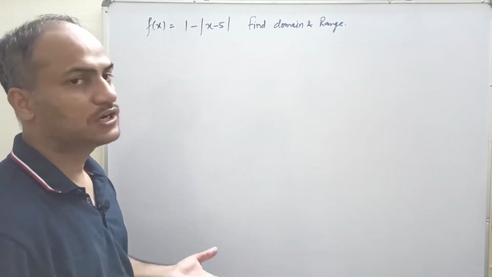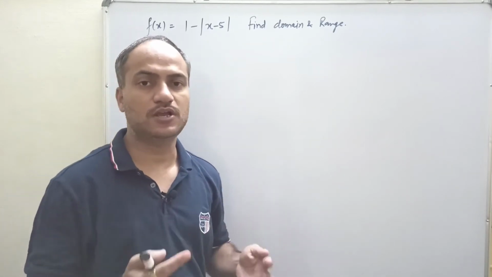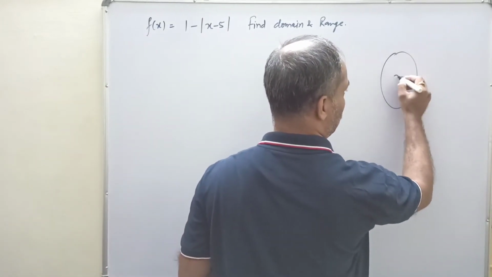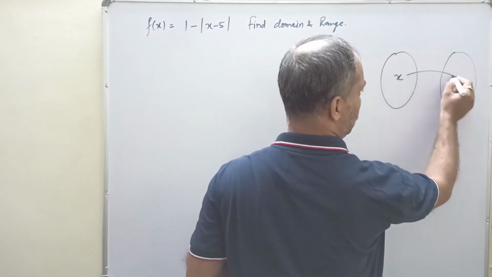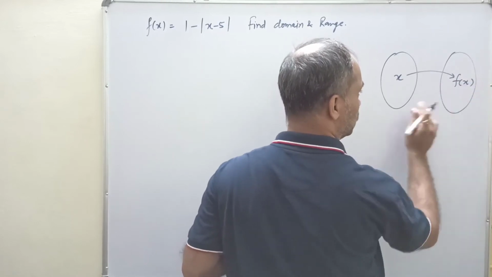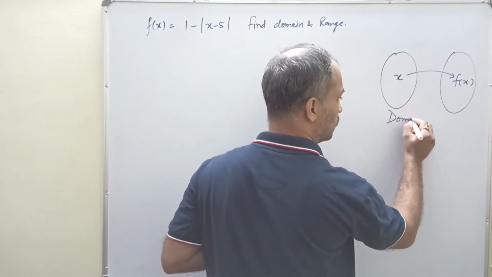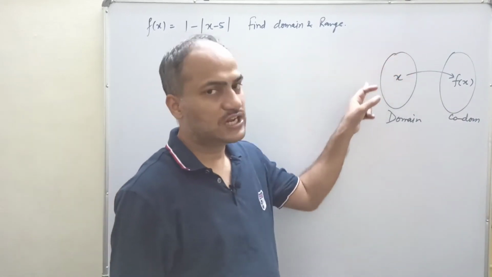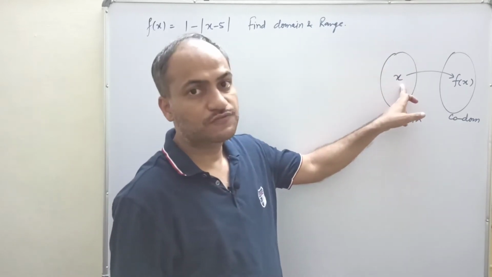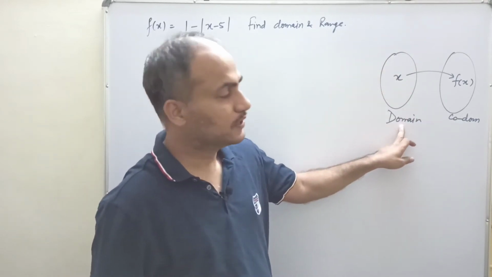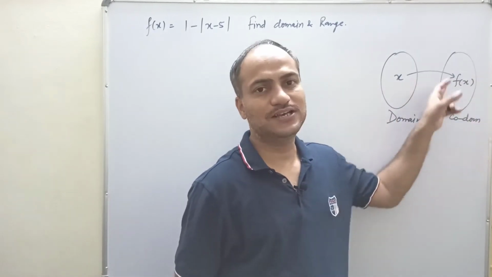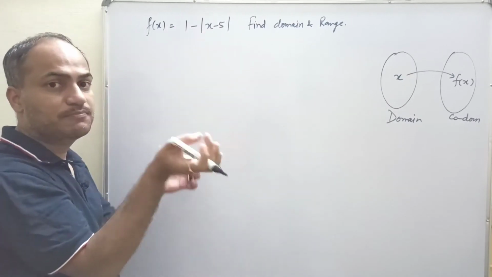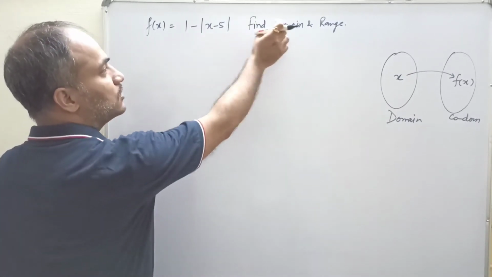So how to find domain and range? Let us see. This is one of the main questions of the chapter. For domain, it means x is connected to f(x). So this is called domain and this is called codomain. It means for each and every value for which the function is defined, that is contained in the domain, and whatever is the output, that is there in the codomain. So whatever values of x can be put here, that is called domain.